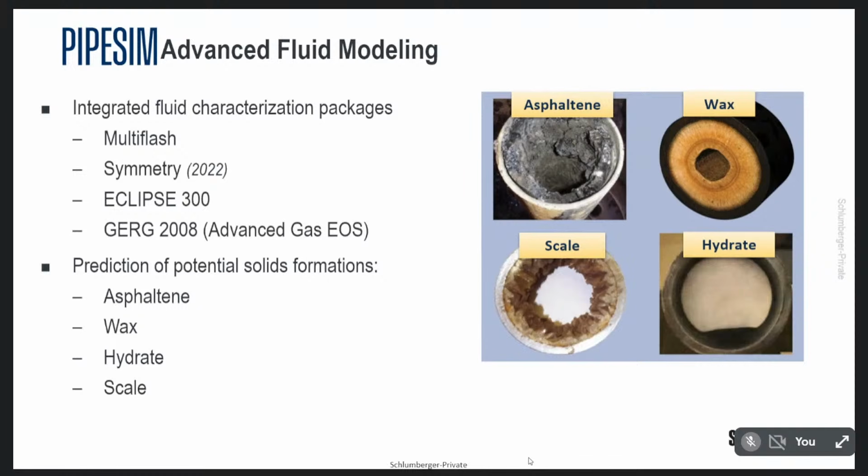We create the lines, let's say the asphaltene envelope, the wax line, the hydrate line, and we will overlay the fluid conditions over these risk lines. Based on this, you can predict whether you are exceeding or you are within the risk range of forming these solids.